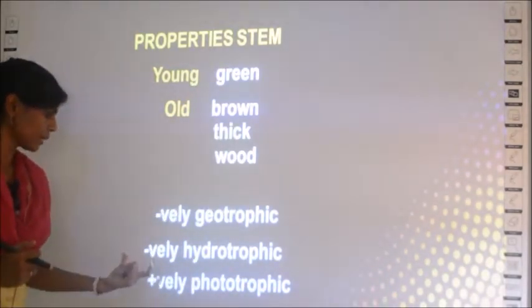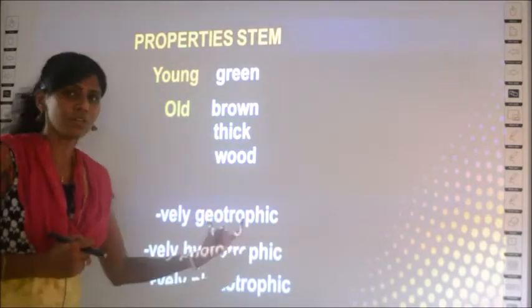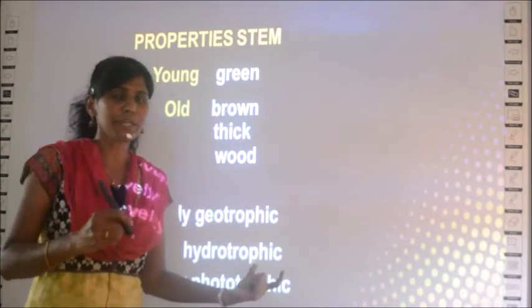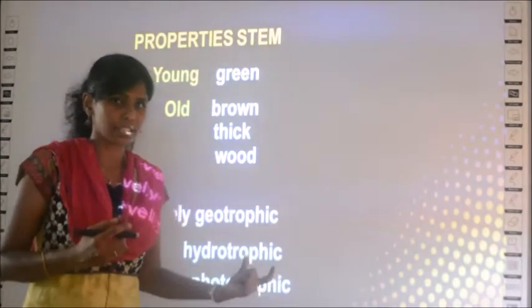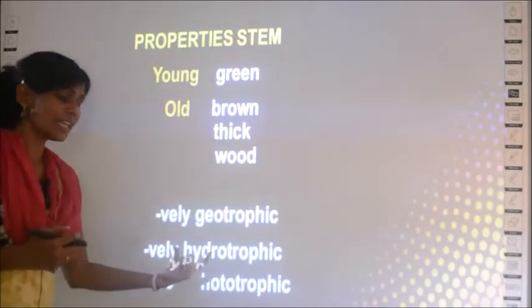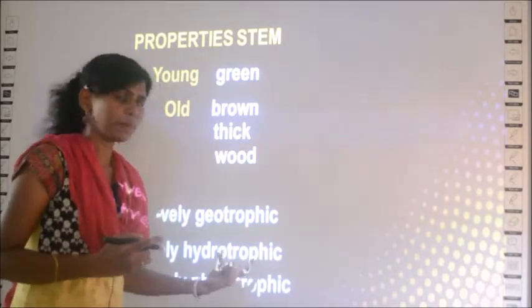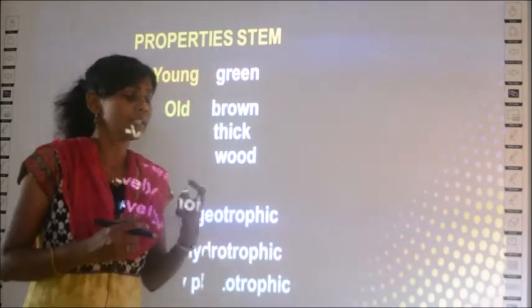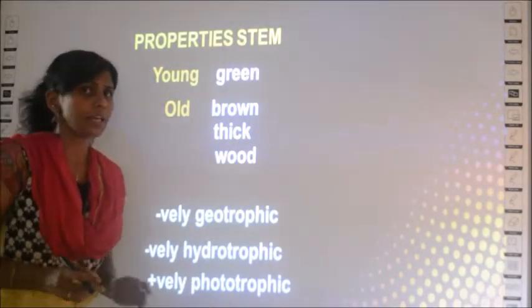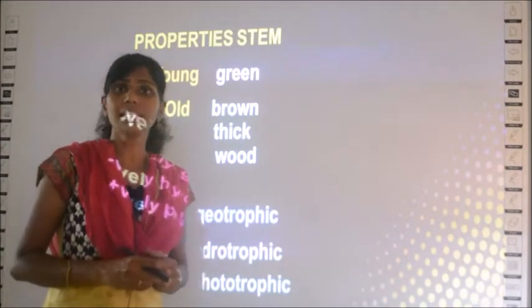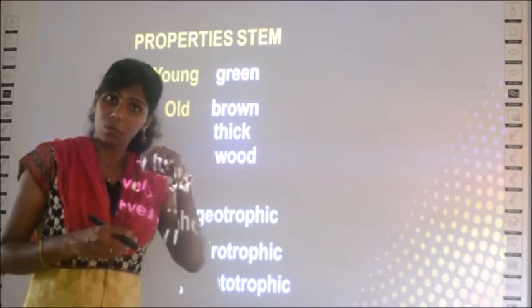The second property is negatively hydrotropic. I told you tropic means attraction or likeliness, right? So it is negatively hydrotropic. Hydro means water, tropic means attraction. So negatively hydrotropic means they do not grow towards the direction of the water.